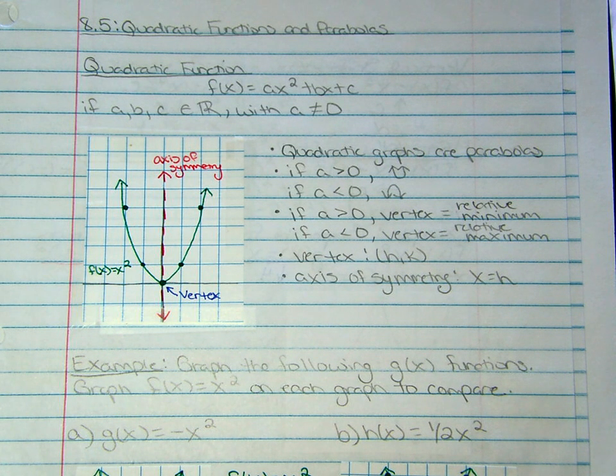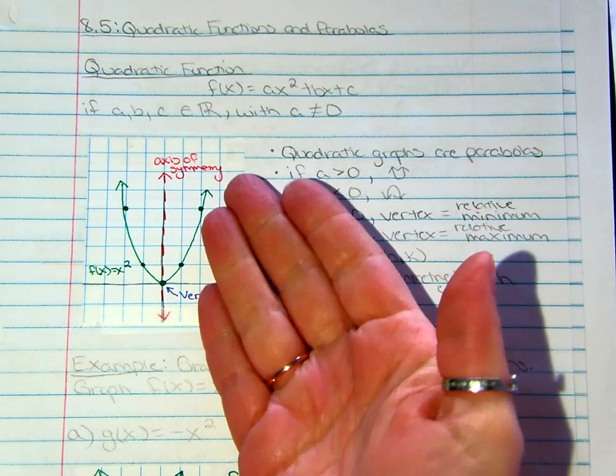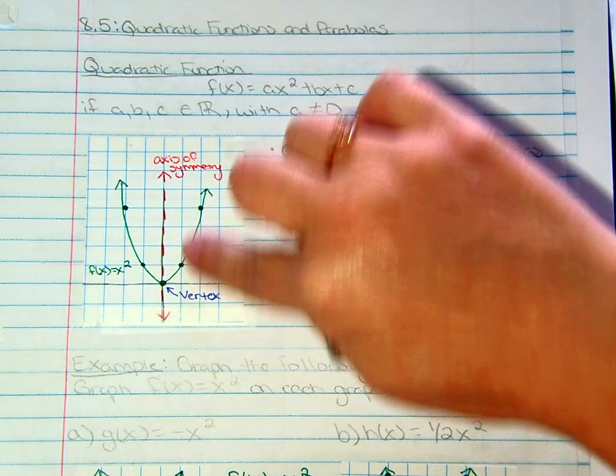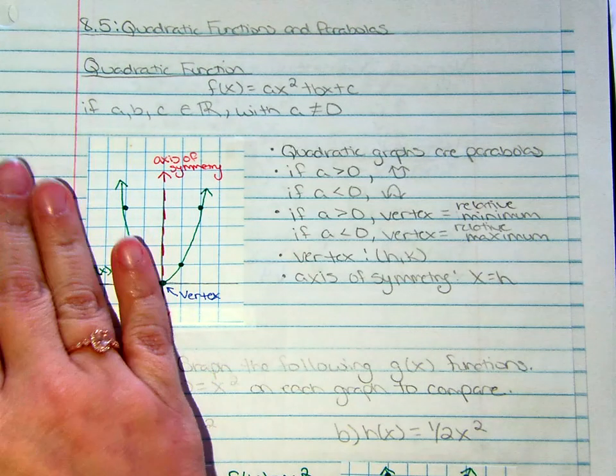And then your axis of symmetry is always whatever X equals H. Whatever your X value is at your vertex, that is where your axis of symmetry also lies. And an axis of symmetry, again, just means we can fold our graph on that dotted line, and the left side would lay right on top of the right side, and vice versa.